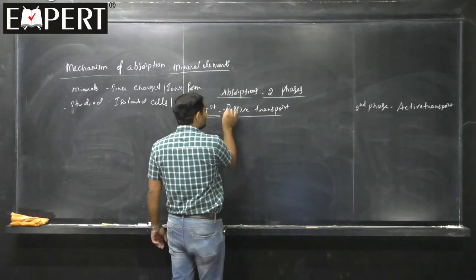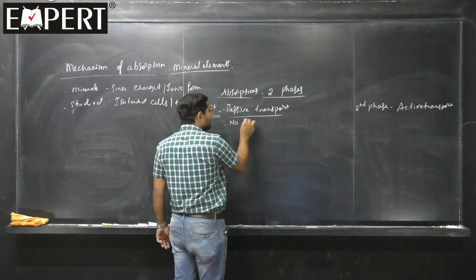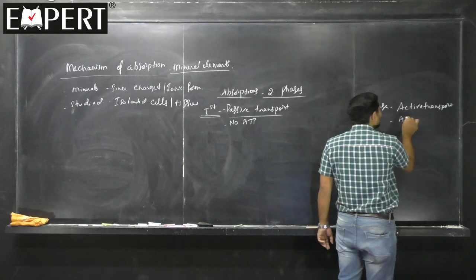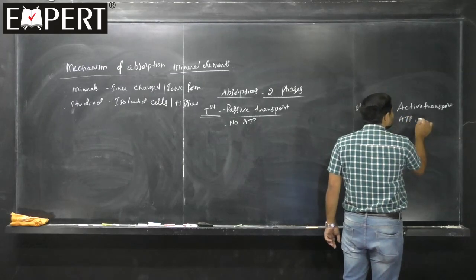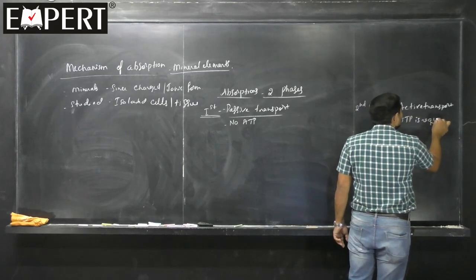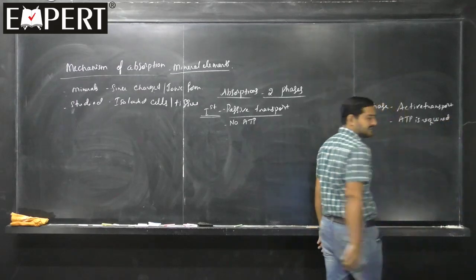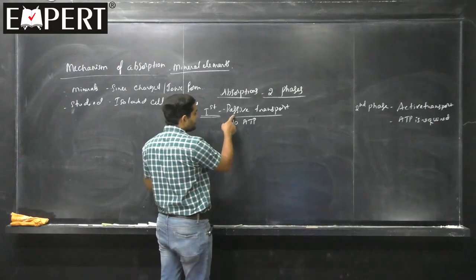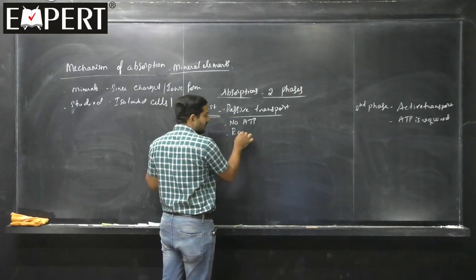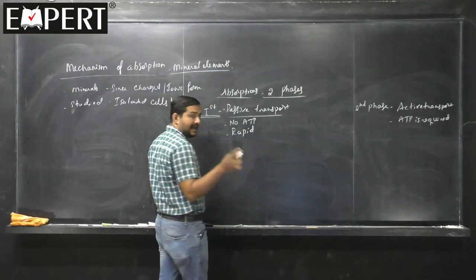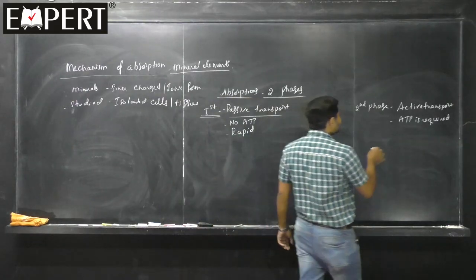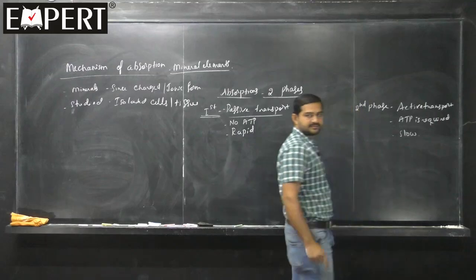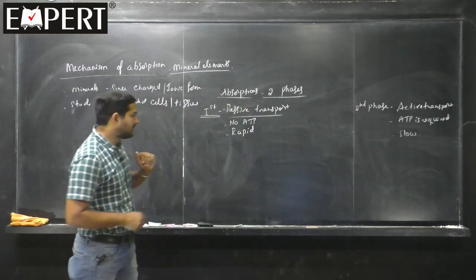Passive transport means there is no ATP required for the first phase. For the second phase, ATP is required. And the first phase is a rapid phase actually. Why rapid? I will tell you. And the second is a little slow process. These are some points I have written now.